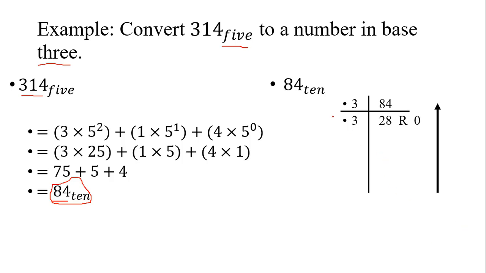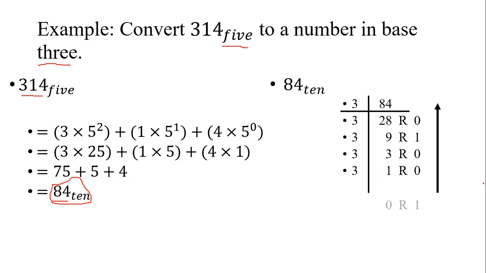3 goes in 28, I'm going to have 9 remainder 1. And 3 goes in 9, that is 3 remainder 0. 3 goes in 3, that is 1 remainder 0. And 3 goes in 1 is 0 remainder 1.